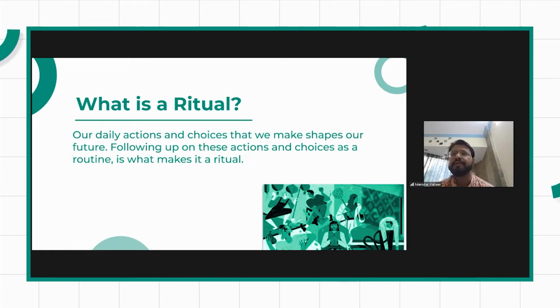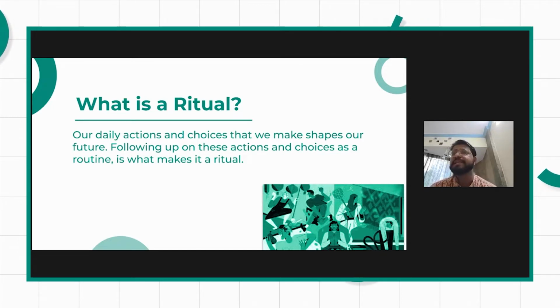So let's begin with the definition of a ritual. As we know, community management is an evolving discipline. People have different contexts, so different ideas manifest themselves in different contexts. But at a very root level, a ritual is basically a set of daily actions and choices that we make and that shapes our future.